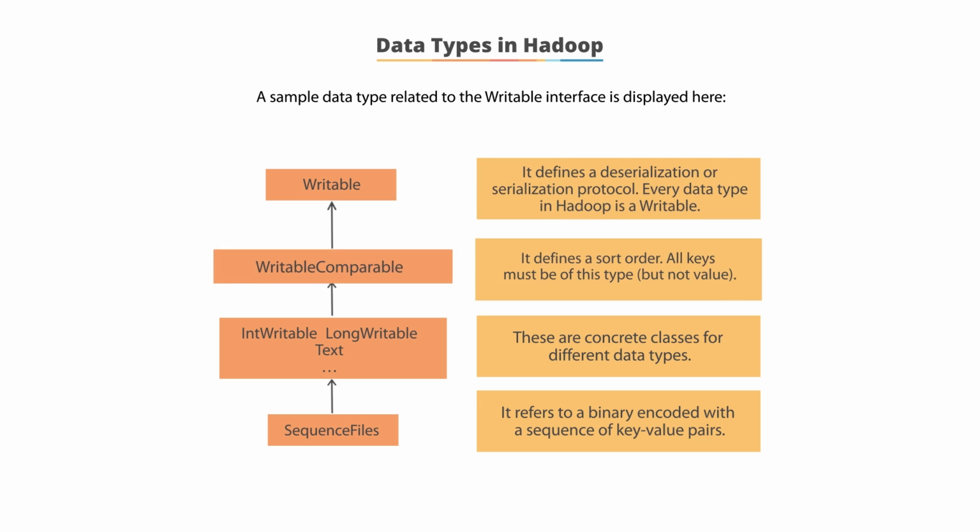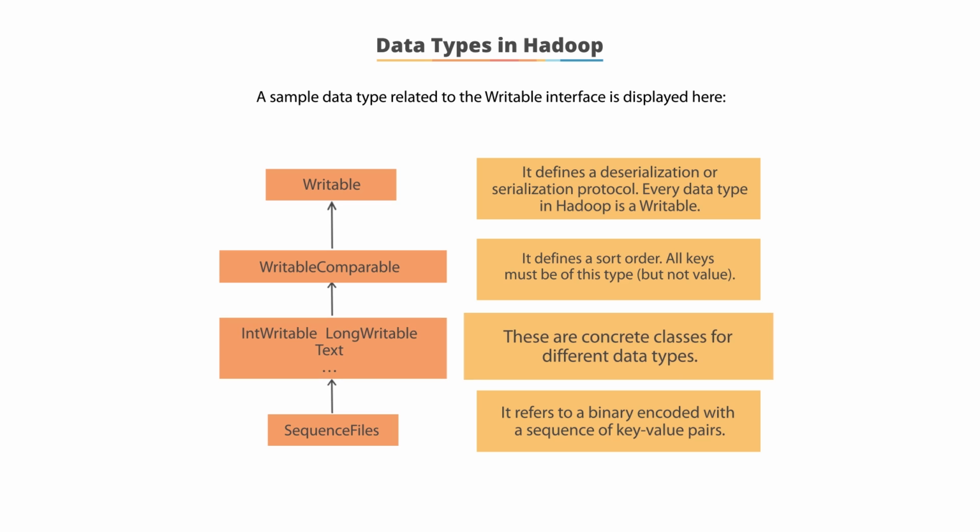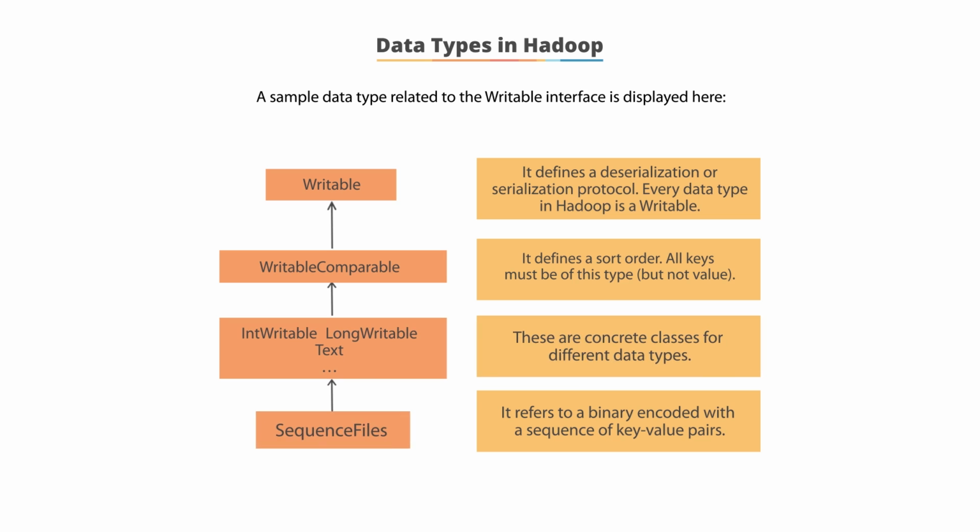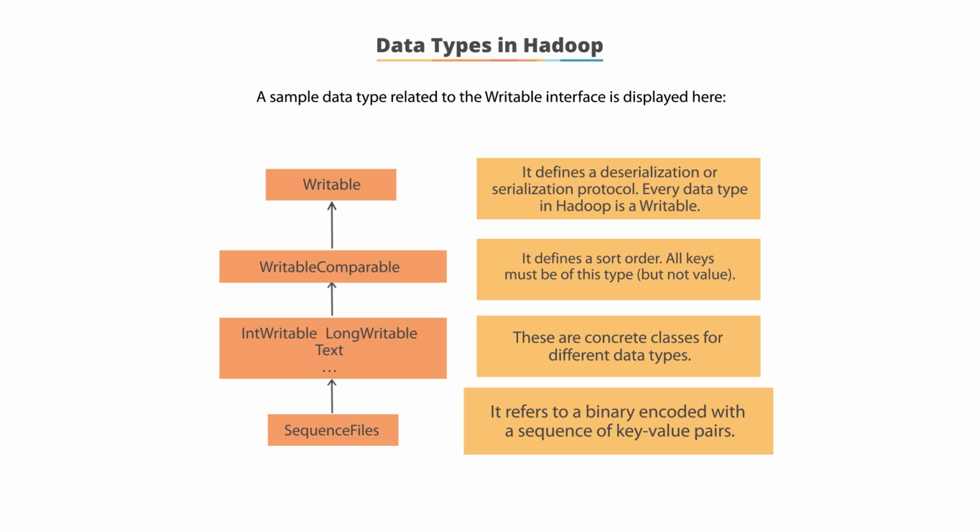WritableComparable will define your sort order. All keys must be of this type, but not values. Then IntWritable and LongWritable and the various concrete classes that you'll define for your different data types. Lastly, sequence files refers to a binary encoding of a sequence of key value pairs.